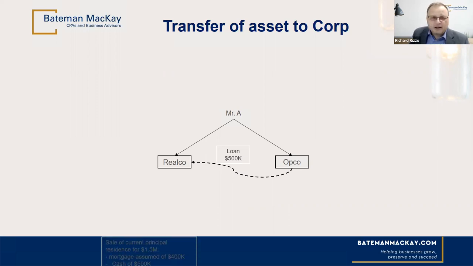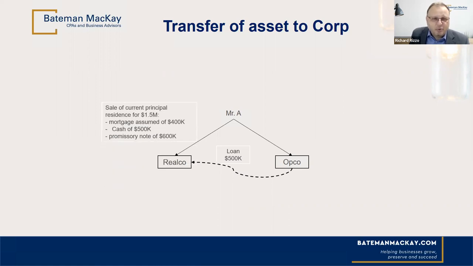Realco would then purchase the existing principal residence from the dentist for fair value, so for $1.5 million. Realco would assume the mortgage that the property currently had on it, essentially $400,000. It would pay Mr. A the $500,000 cash that it loaned from OPCO, and it will issue a further promissory note to Mr. A for the difference. As the cash accumulates in OPCO, OPCO would be able to loan that money over to Realco and pay down that promissory note also.